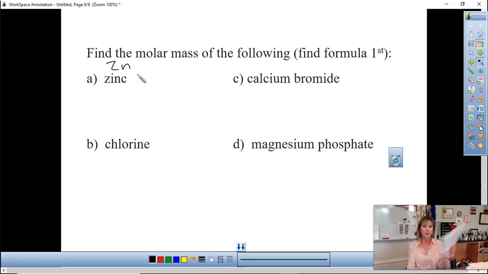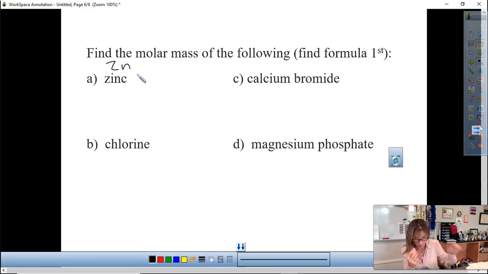So get my periodic table. And you don't usually see me in class. You'll see me a lot with my glasses on, but not on the videos usually. But I can't see this without them.